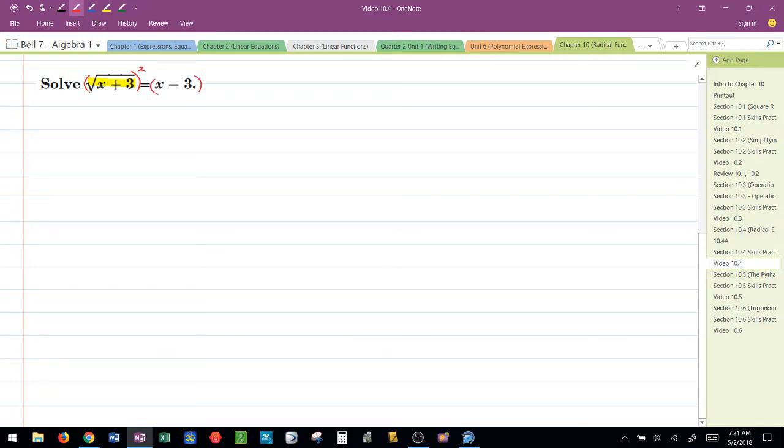If I square the left side, I have to square the right side as well. Now squaring the left side just leaves me with x plus 3. But squaring the right side, remember, that's binomial multiplication. That's foiling. X minus 3 times x minus 3, which I know is going to multiply together to give me x squared minus 6x plus 9.